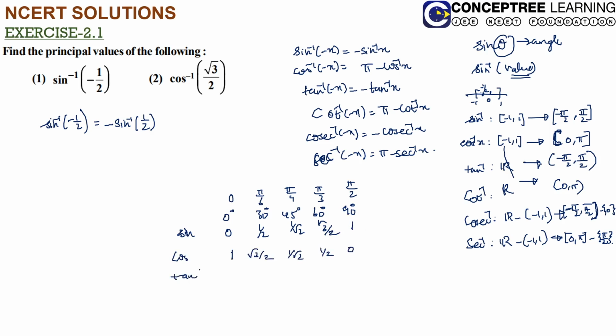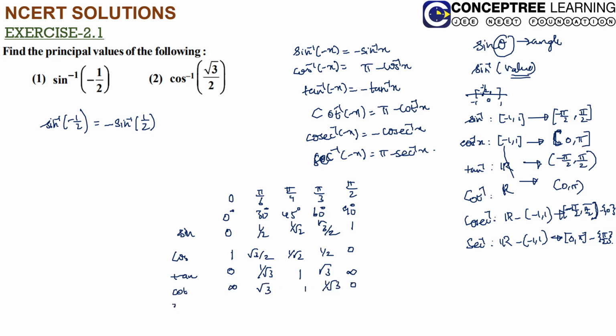And for tan, it is actually sine by cos. So 0 by 1 is equal to 0, and 1 by 2 by root 3 by 2 gives 1 by root 3, 1 by root 2 by 1 by root 2 is 1, and root 3 by 2 divided by 1 by 2 is root 3, and 1 by 0 is infinity. So for tan, these are the values. And for cot, the reverse of tan is cot: infinity, root 3, 1, 1 by root 3 and 0.